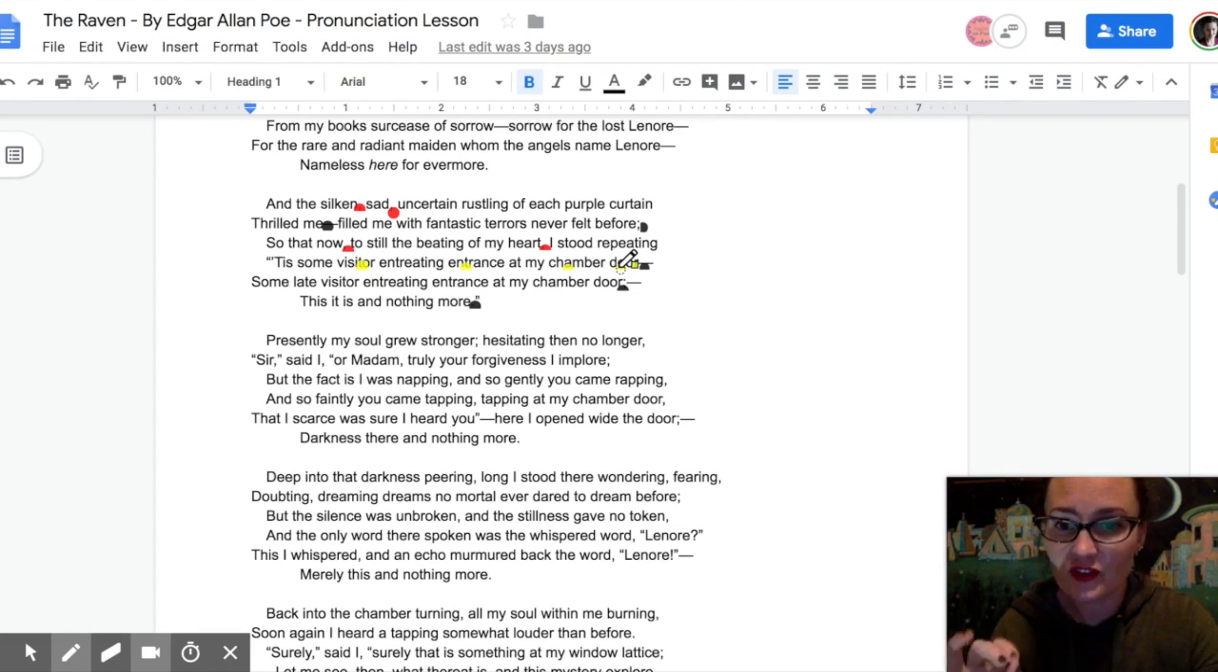This stanza is great for giving you some practice with your V's versus F's, your TH versus T. Wonderful. Let's keep going. Down here, we have, presently, my soul grew stronger.